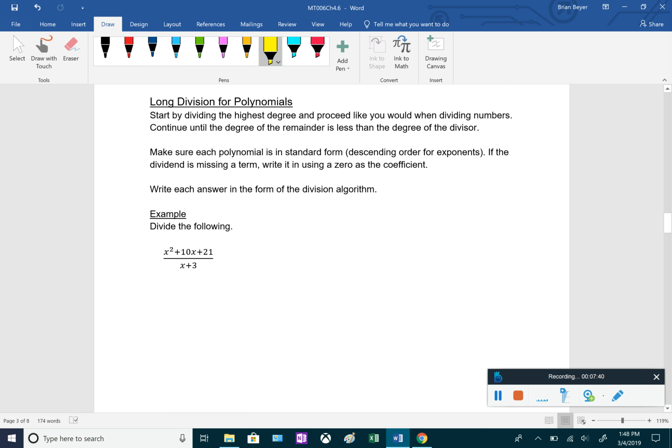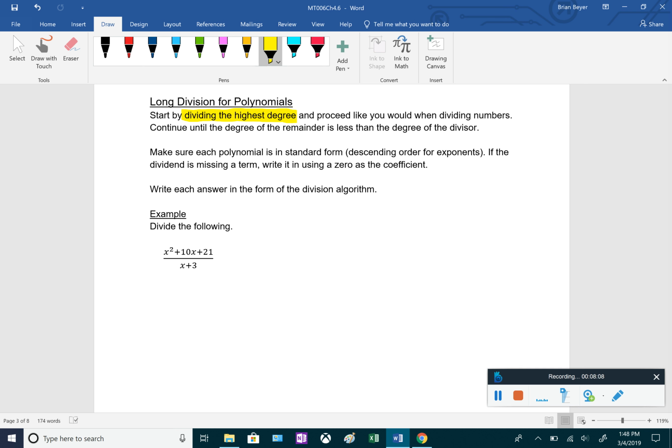The way we're going to do this when we're dividing polynomials is we're going to start by dividing the highest degree in the numerator and the denominator, so dividend and divisor. Then we're going to proceed like we would with numbers. We take that value we just got, multiply it by the divisor, subtract it from the dividend, and repeat. We keep doing this until the degree of the remainder is less than the degree of the divisor.